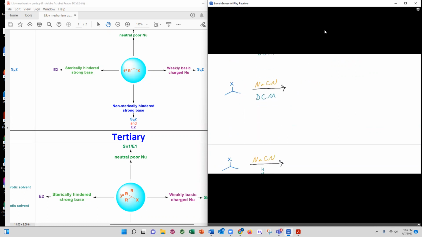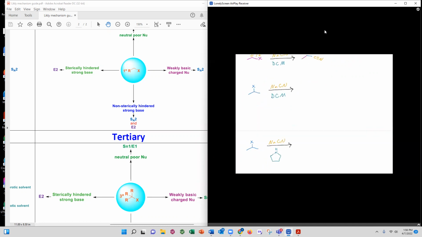All right, so secondary substrates, again, this is where we start to see a little bit of confusion. This is the only time that the solvent is actually going to be a factor. So I've got two examples of where I have different types of solvents. I have a polar aprotic solvent in DCM, dichloromethane, and then I have a polar protic solvent in this secondary amine. So going back to what I was doing earlier, SN2.